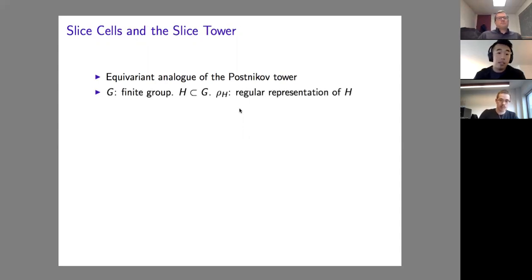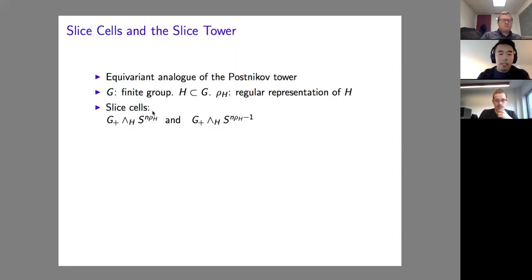Here's a quick definition. If G is a finite group, then I'm going to let rho_H be the regular representation of H, where H is a subgroup of G. I'm going to define the slice cells to be these spheres. I'm going to take S^(n rho_H) and S^(n rho_H - 1), and I'm going to induce them up to G.